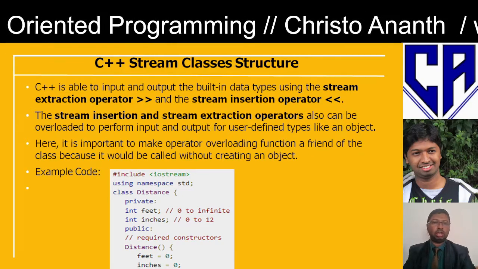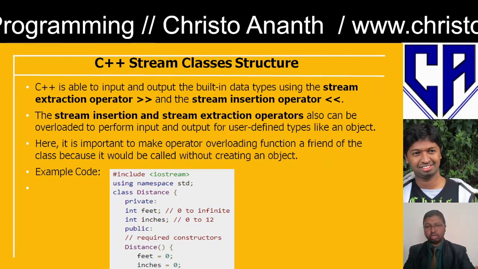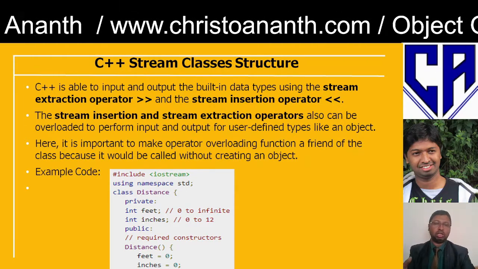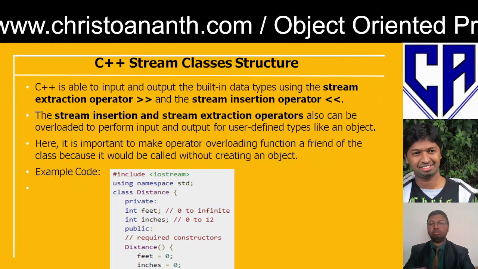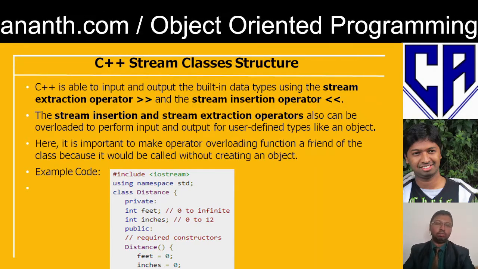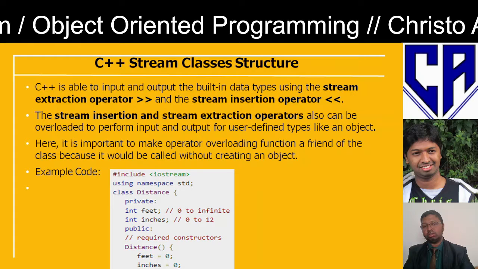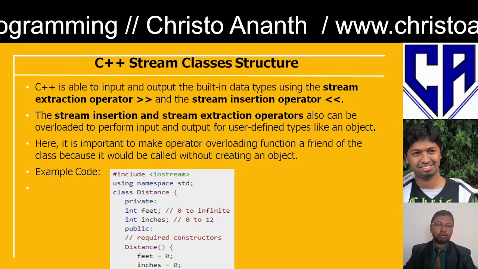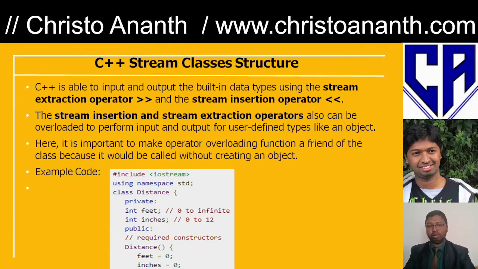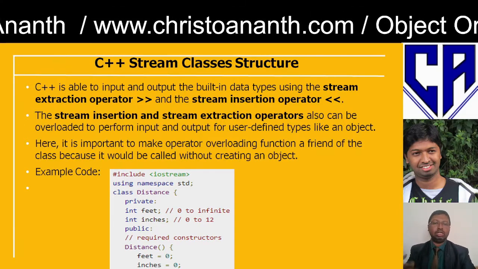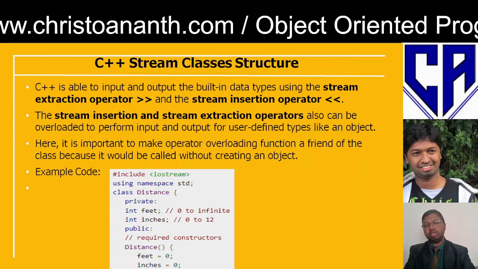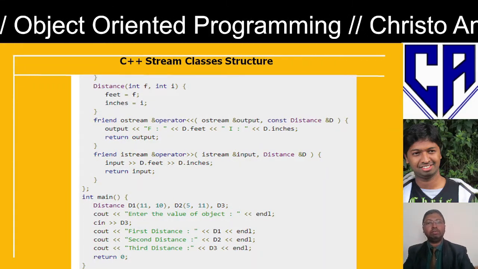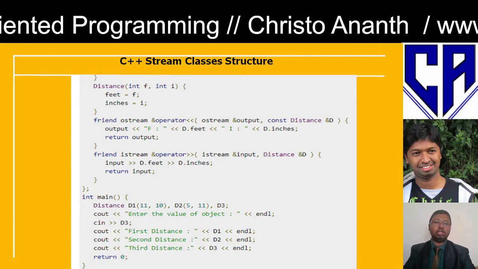Maybe you can have a program with #include iostream, using namespace std, and a class Distance. In the private section you can have int feet, which can be from 0 to any value, and int inches, which you can consider from 0 to 12. After the private section, we'll have the public section where you'll have the constructor Distance, where feet equals 0 and you initialize inches equal to 0. Then you have a constructor with int f, int i, where feet is equal to f and inches equal to i.